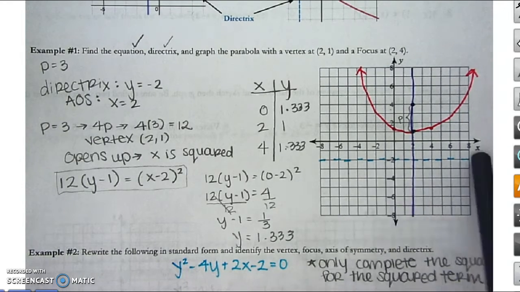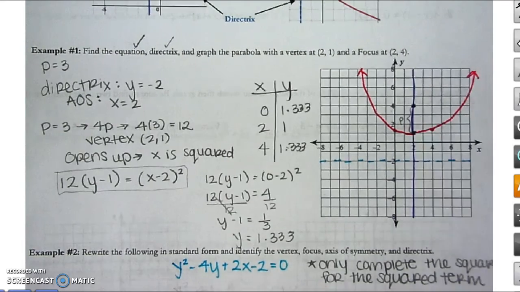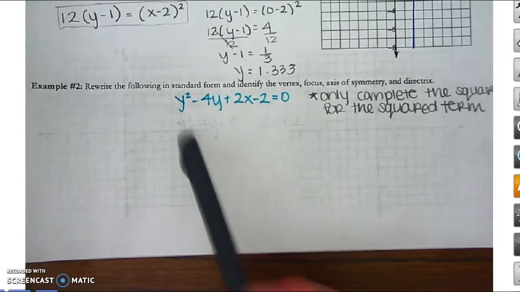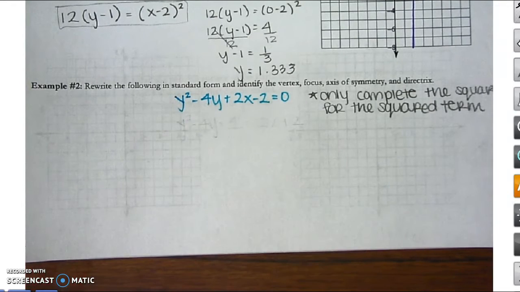Make sure that you always have your directrix and your focus on there. Obviously your vertex as well. Okay? So the very last piece for today is going to be rewriting from general to standard. I forgot to type in the equation on your handout, so go ahead and write that equation down now.